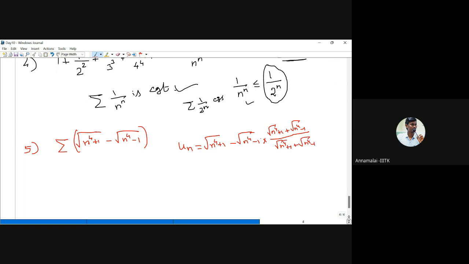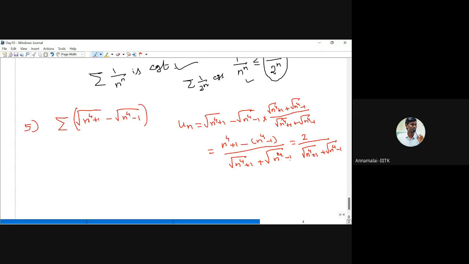In the numerator, by the formula a plus b into a minus b equals a square minus b square, the square roots cancel, and we get n power 4 plus 1 minus n power 4 minus 1. In the denominator, we have square root of n power 4 plus 1 plus square root of n power 4 minus 1. In the numerator, n power 4 cancels, and 1 plus 1 gives 2. So 2 by square root of n power 4 plus 1 plus square root of n power 4 minus 1.